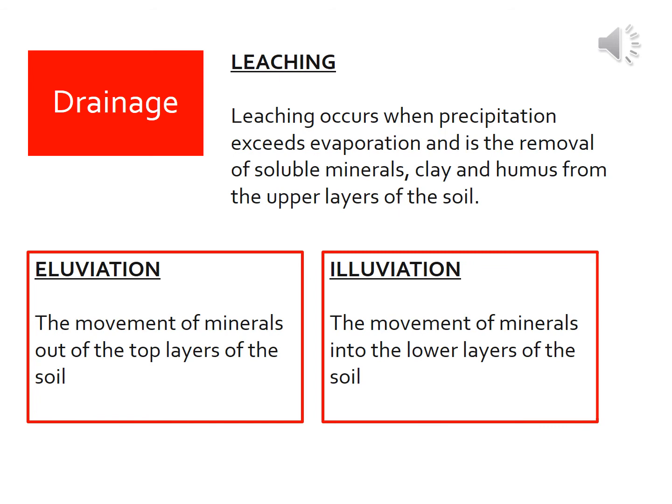So eluviation with an E on the left is the movement of minerals out of the top layers of the soil. So it's E for exit. The illuviation with the I on the right hand side is the movement of minerals into lower areas of the soil. So I for in. Okay, so it's a really good way of remembering eluviation and illuviation, and they sound really similar, I know. Okay, so make sure you've got those 3 keywords to do with drainage, and remember, drainage is linked to the movement of water.